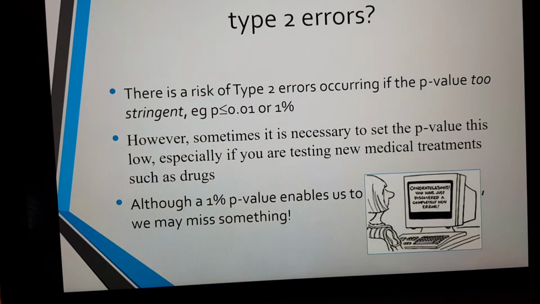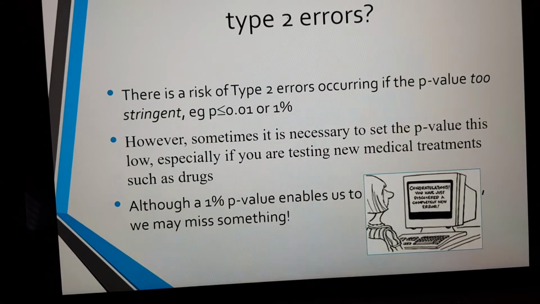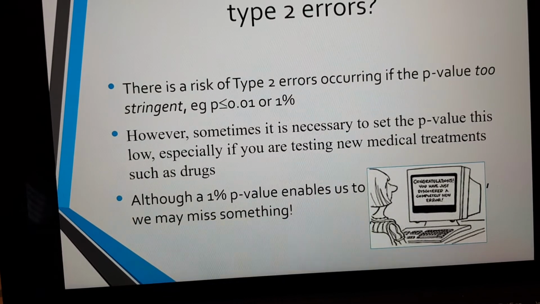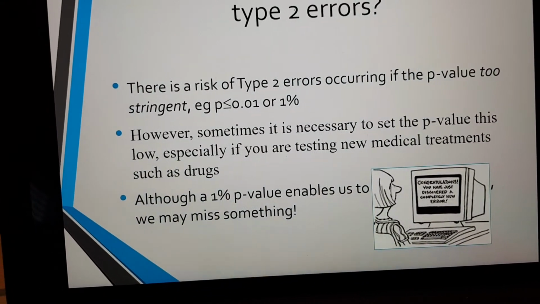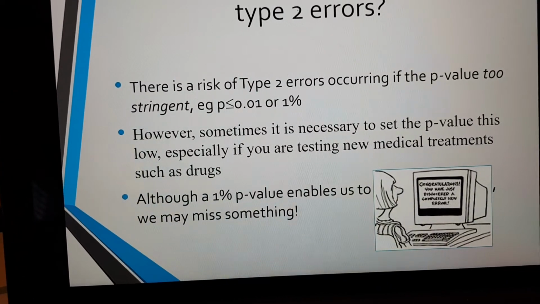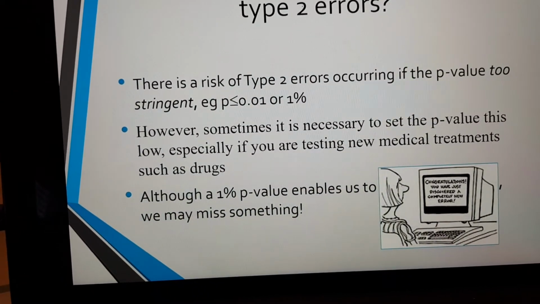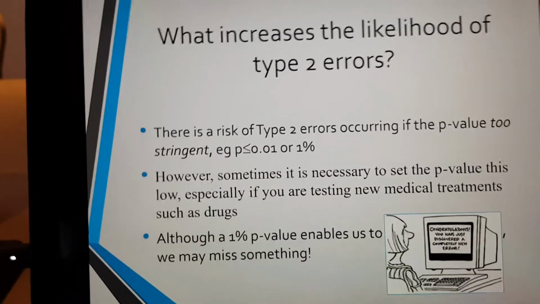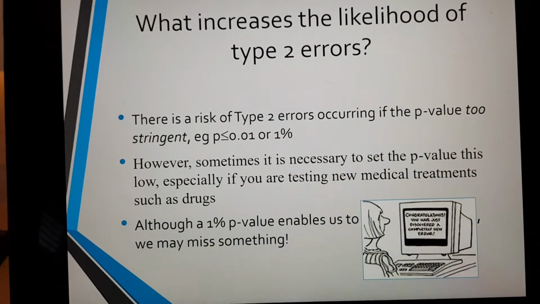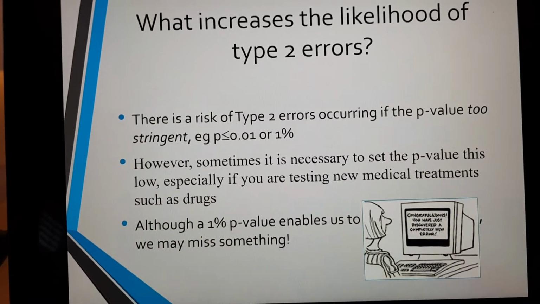Medical research would set their p-values very stringently. Okay, so sometimes it is necessary to set them quite stringently at 1% or perhaps even 0.001. Okay, so those are type 1 and type 2 errors, so you do need to know about them and when they're likely to occur.